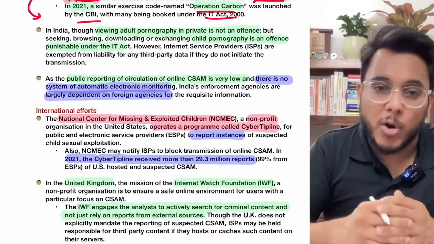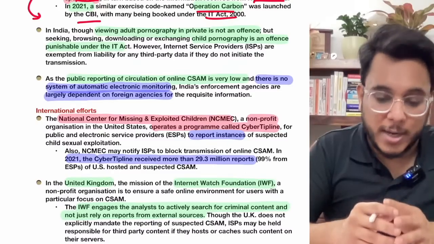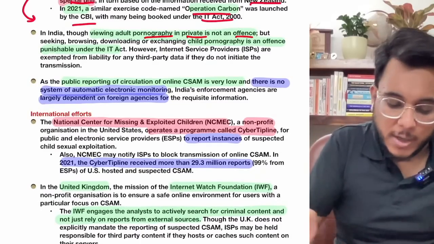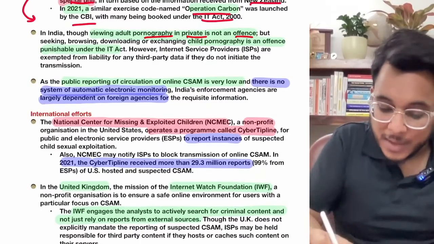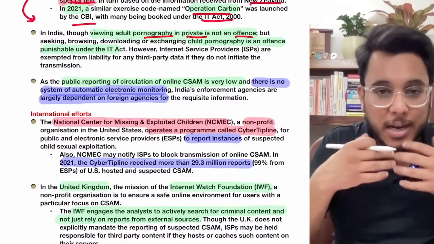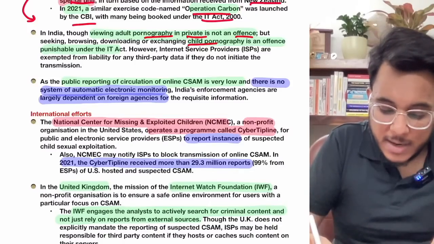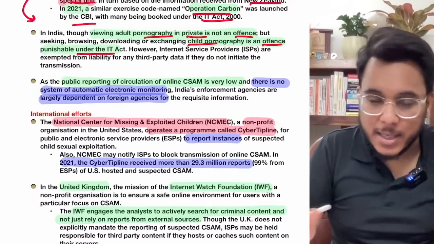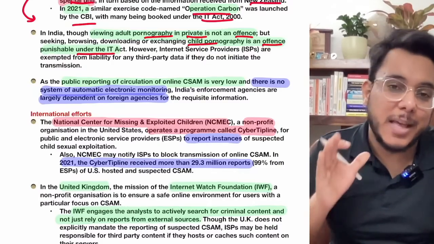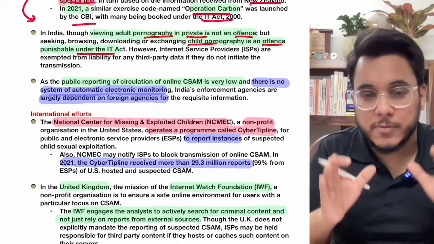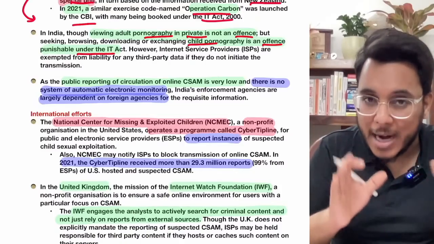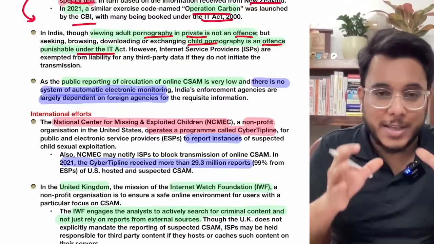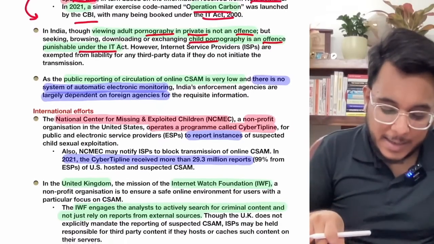So first of all, watching adult pornography is not an offense. Watching adult pornography in private is not an offense, but at the same time, viewing, exchanging, or commercially using child pornography is an offense, and it is punishable under the provisions of the IT Act 2000. Moreover, even the POCSO, Protection of Children from Sexual Offences Act of 2019 and the POCSO Rules of 2020 have also brought child pornography under the category of offense.